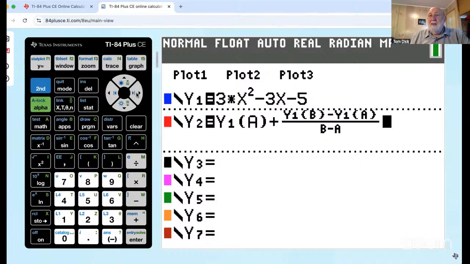Now let me get out of the fraction. We're going to multiply that, that's actually the slope expression, times x minus A.